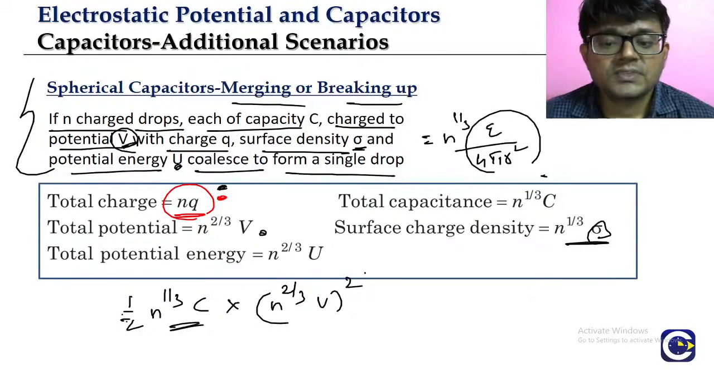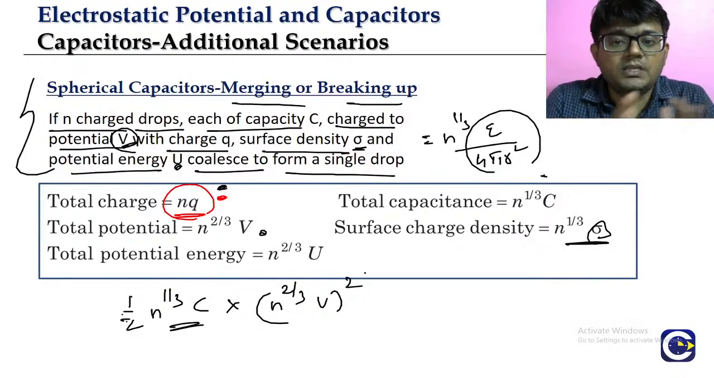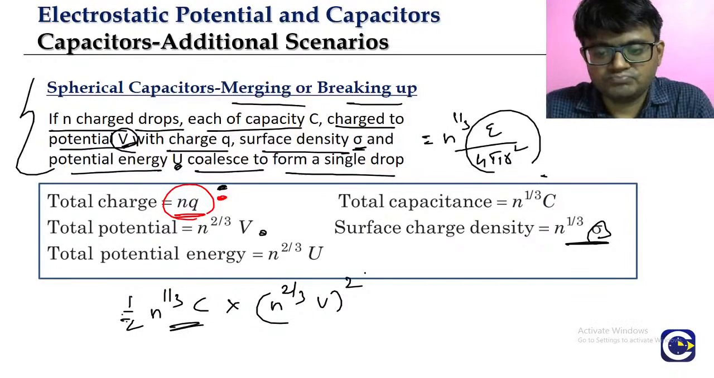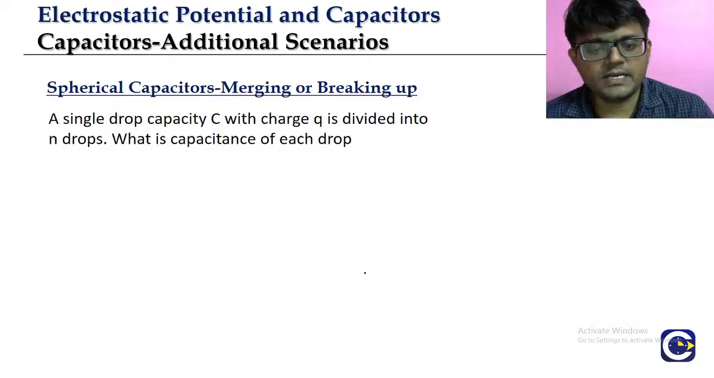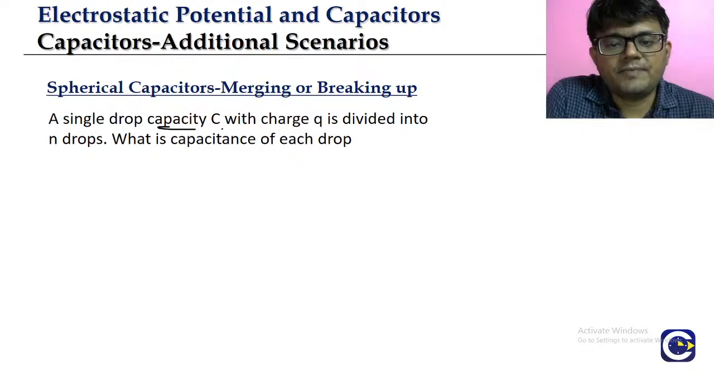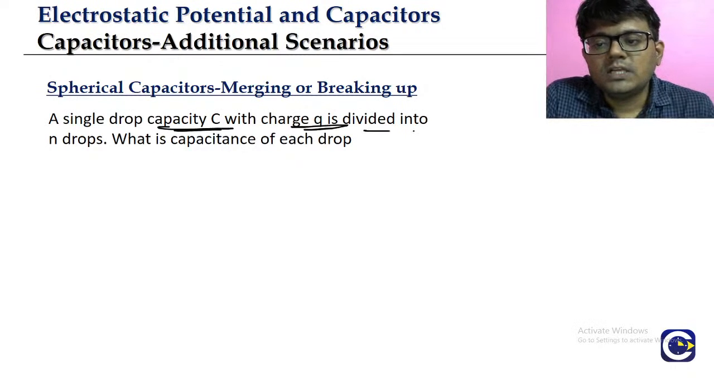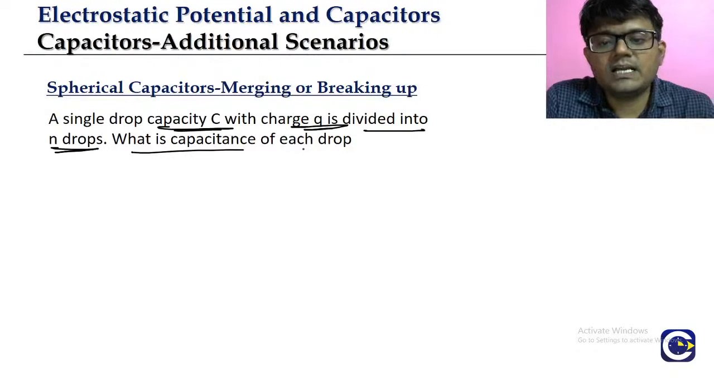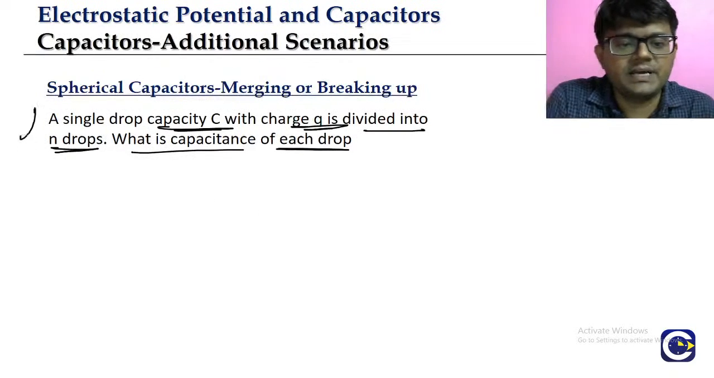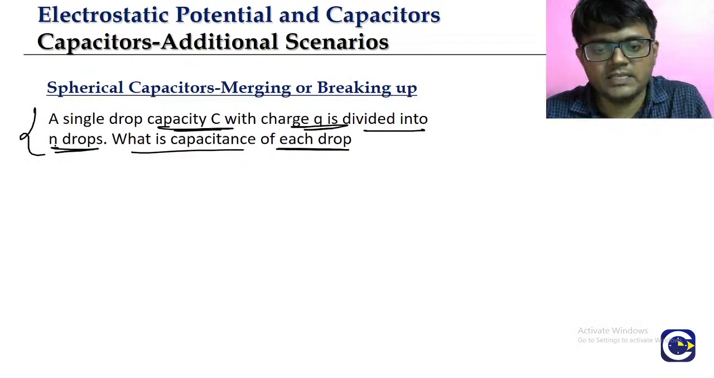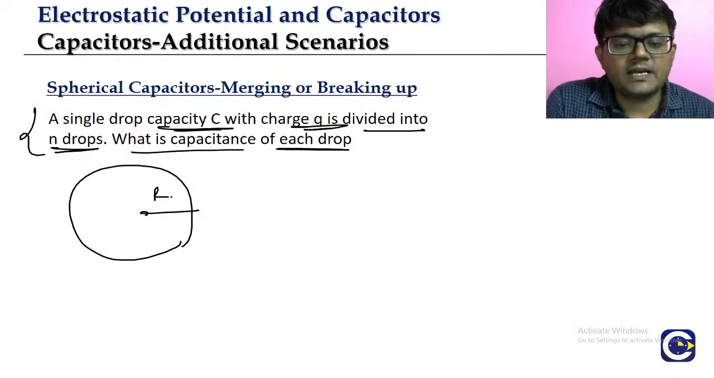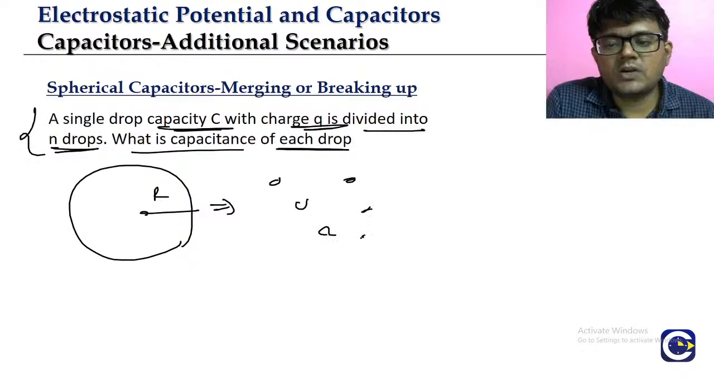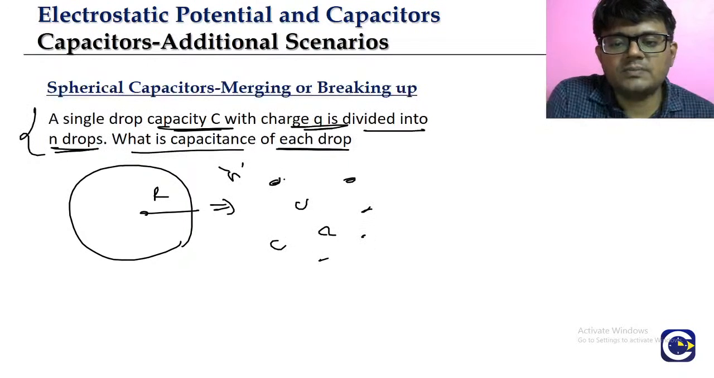What is the next case? The big drop breaking down to form smaller drops. Another bigger drop can be broken down to form smaller drops. How does it come? We have to look at it. If you have a single drop of capacitance c with a charge q that is divided into n small drops, what is the capacitance of each drop? They will mostly ask questions based on capacitance. Here it is just the reverse. We have a bigger drop of radius capital R. We break it and get smaller drops, n in number, each having a radius r.